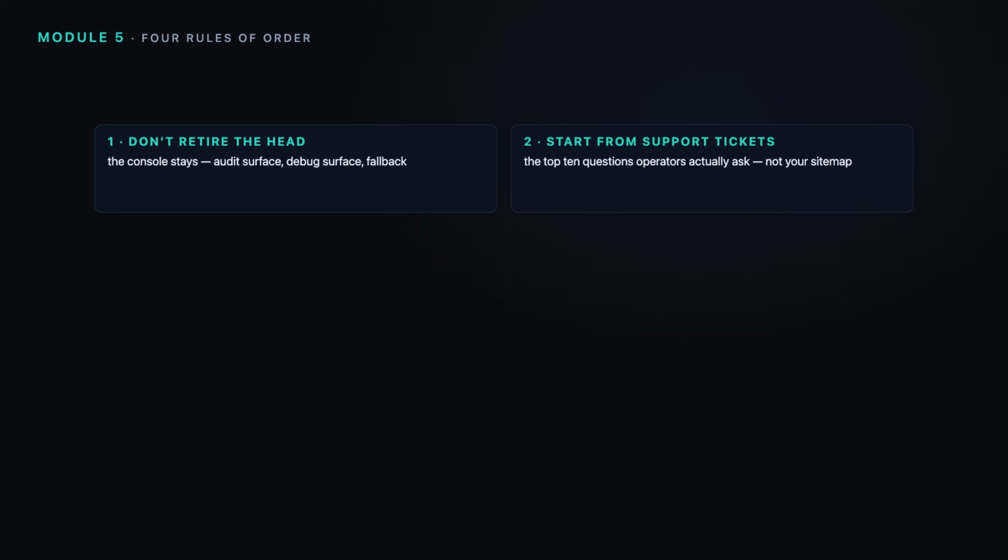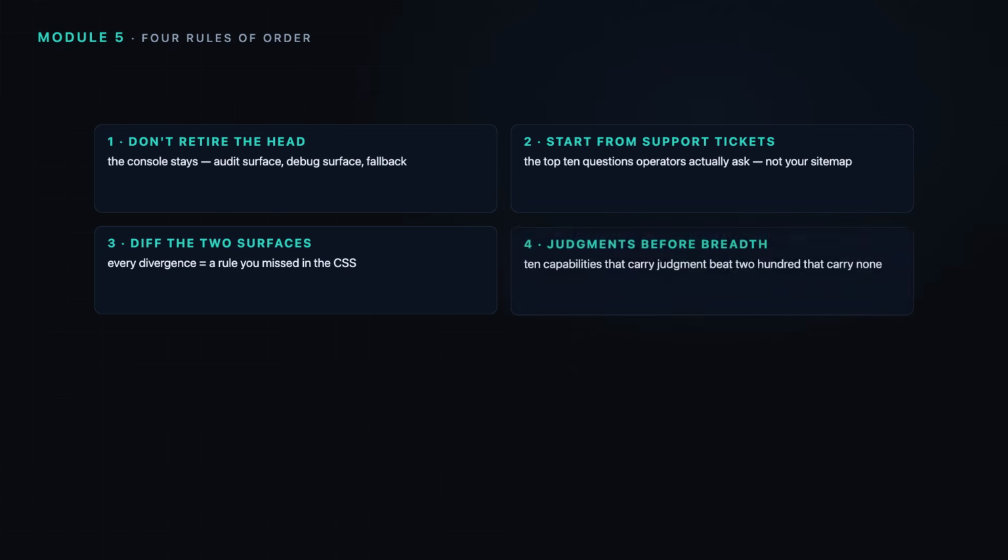Order matters, so sequence the conversion with four rules. First, don't retire the head. The console stays. It is your audit surface, your debugging surface, your fallback. Second, start from the top 10 questions your support tickets actually ask, not from your sitemap. Third, run both surfaces against each other and treat every divergence as a rule you missed in the CSS. The screens still know things your capabilities don't. And fourth, you have heard it already, and it is worth repeating at the finish line. Convert the judgments before the breadth.